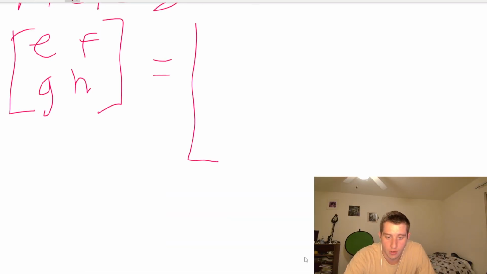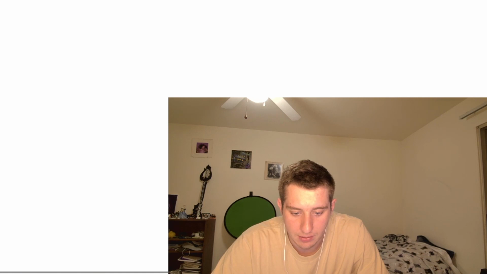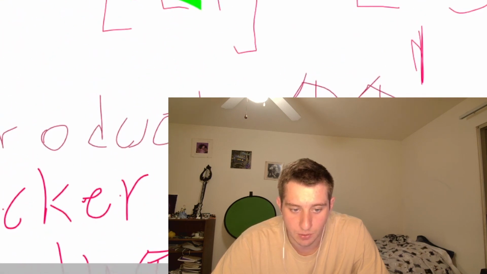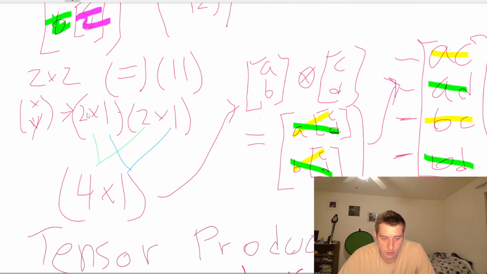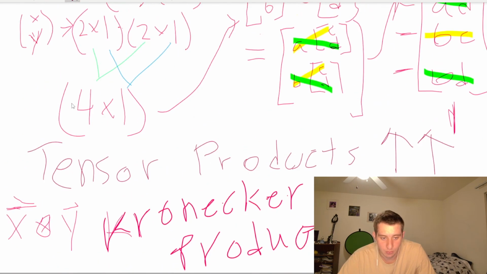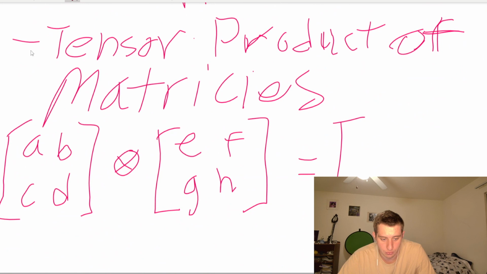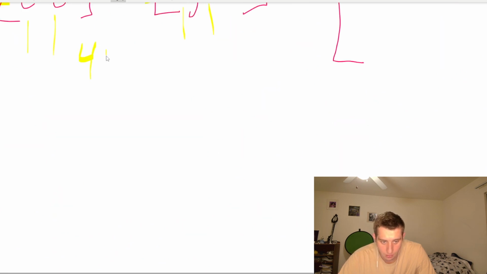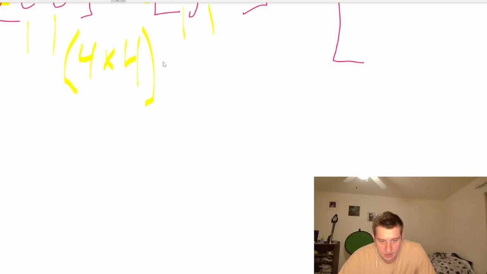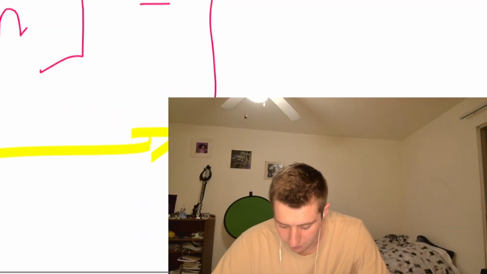a 4. So remember how I was saying this before. Notice how this is a 2 by 1 and a 2 by 1. It makes a 4 by 1, right? Now we're doing a 2 by 2 and a 2 by 2. So this is going to give us a 4 by 4. So this matrix should be a 4 by 4, and it is.